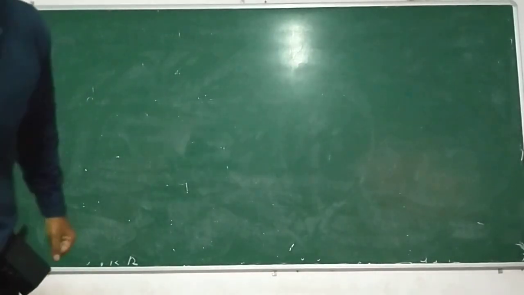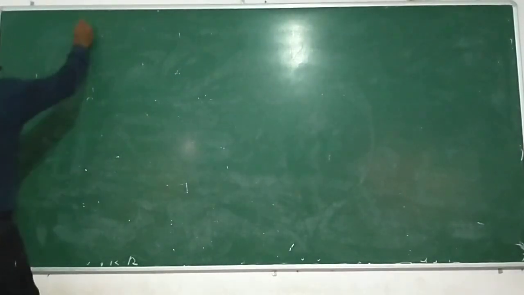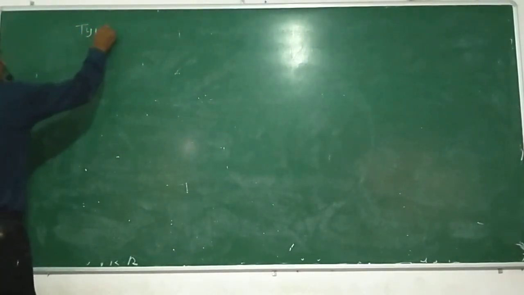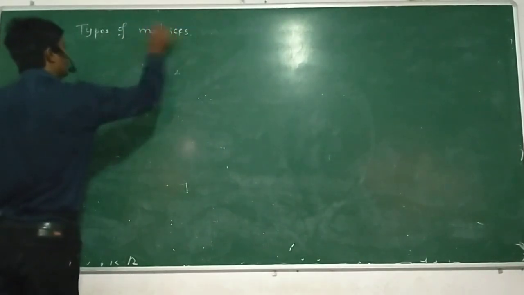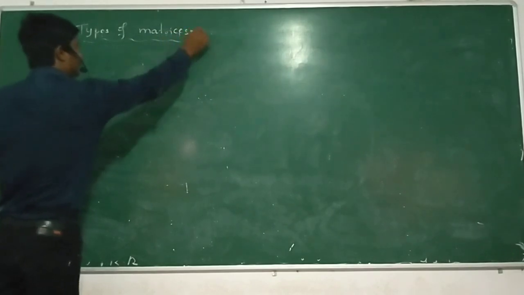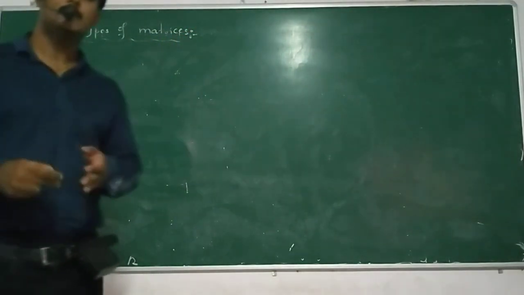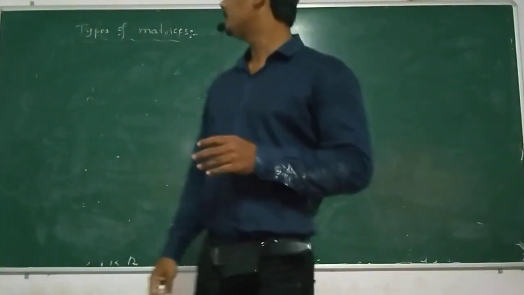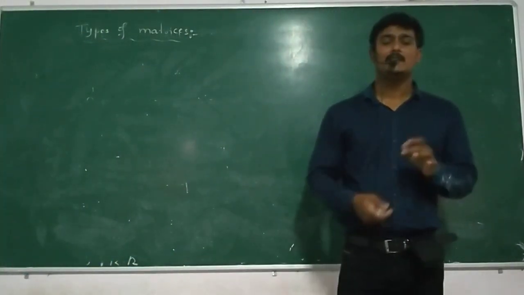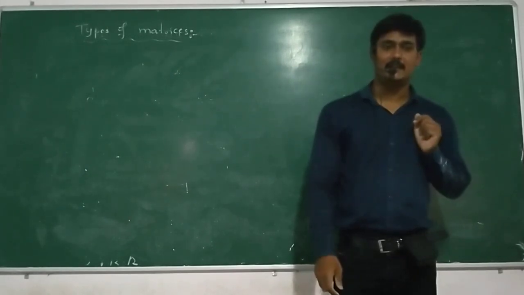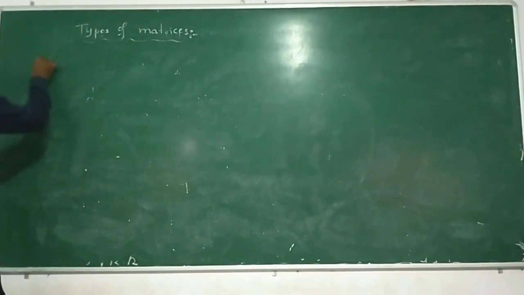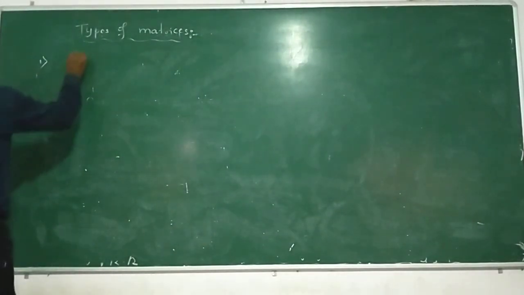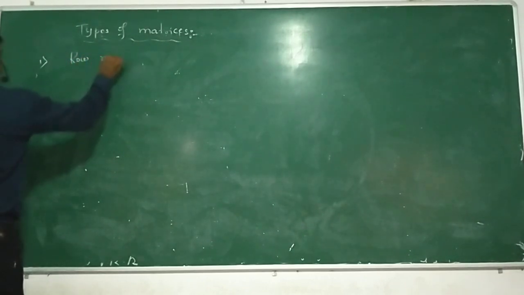The next concept that we are going to discuss is types of matrices. A one mark question can be asked on this particular concept also. He will ask us to define a particular type of matrix. So what are the types of matrices that we are going to consider? First one, row matrix.